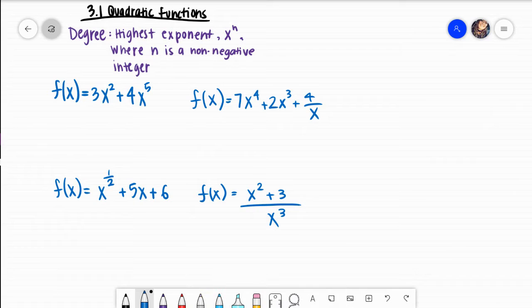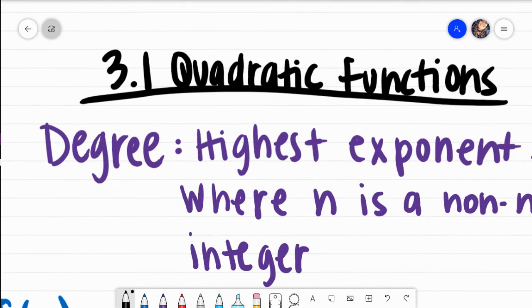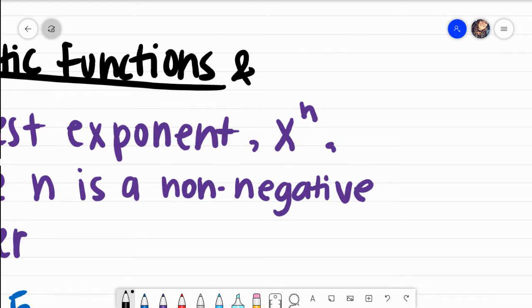Don't know why I have that. That should actually say 3.2. Let me see. I believe 3.2 is quadratic functions and their graphs. I think I was going to do a 3.1 video. I technically already have all of those done. There as in there's, not there as in over there. Quadratic functions and their graphs.